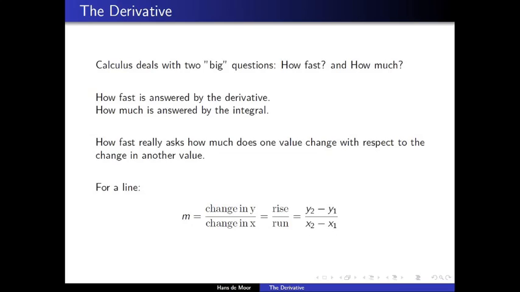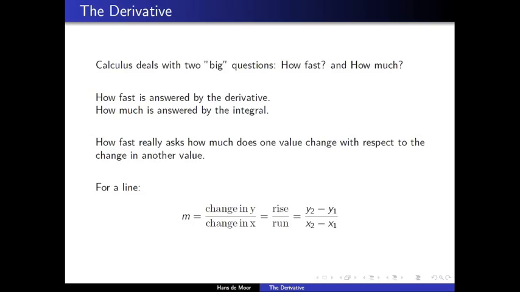And then the integral is how much. For example, if you're traveling at a certain speed, how far did you go after a certain amount of time? So we're going to deal mostly in this course with the derivative, although we're going to get to the integral at the end of the semester.